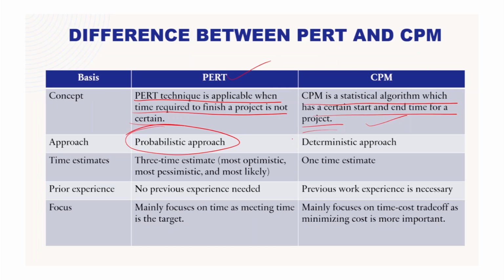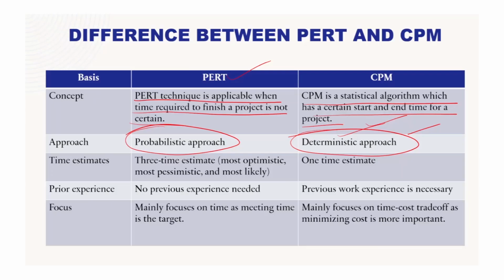Probabilistic approach and deterministic approach. PERT uses the probabilistic approach, and CPM uses the deterministic approach. Okay, so PERT is based on the probability theorem, and CPM is about determining which algorithm will be more applicable. Third one is the three-time estimate used under PERT, that is most optimistic, most pessimistic and most likely. So, three situations will be there, whereas only one estimate is used under CPM.